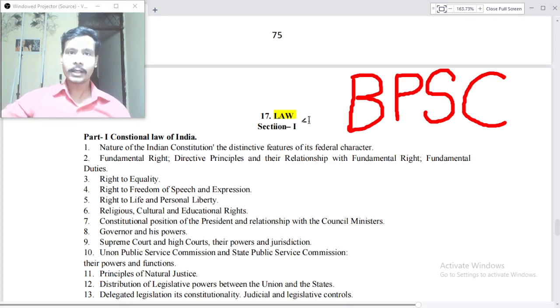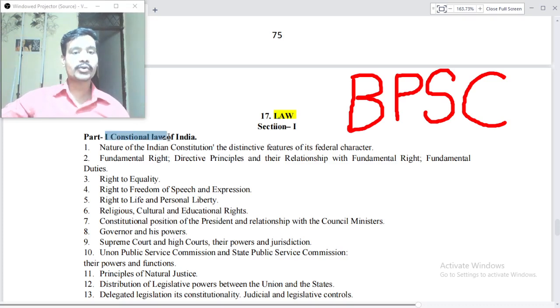So before taking it, at least once you have to go through the syllabus to know what the content inside it is. Otherwise, in future it may create problems and you may be unable to develop an interest in this subject. So before choosing law as an optional in the BPSC Mains examination, at least once you have to go through the whole syllabus of Section 1 and Section 2 as well. So let us start with Section 1.